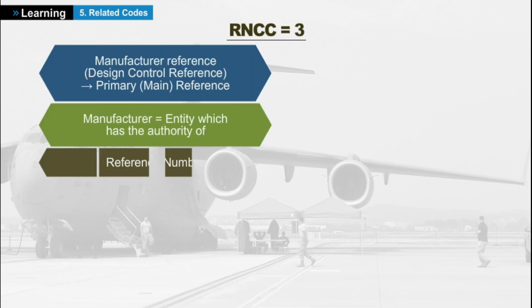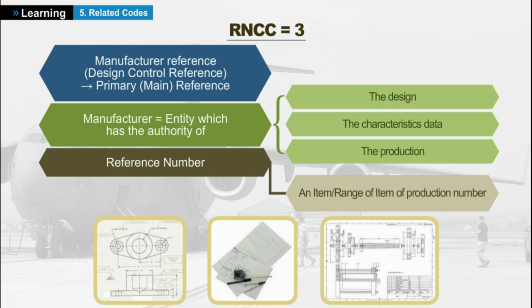Manufacturer Reference. Design Control Reference. A reference number to identify an item or a range of items of production by a manufacturer who has the authority of the design, the characteristics data, and the production of the item through his execution data, specifications, and test control.